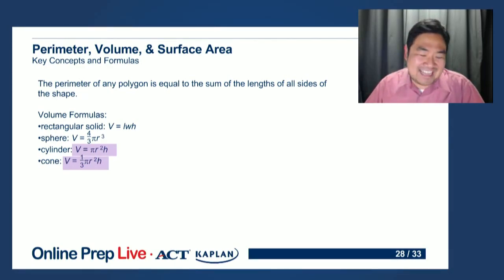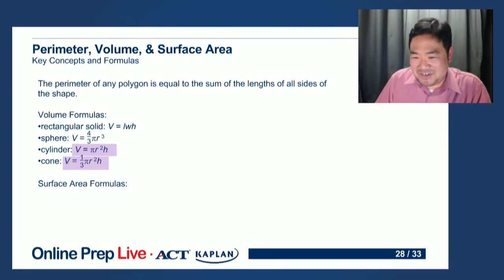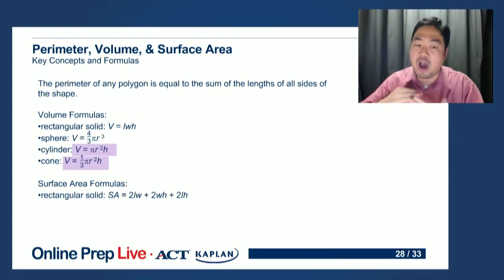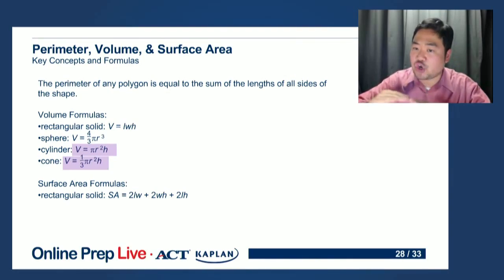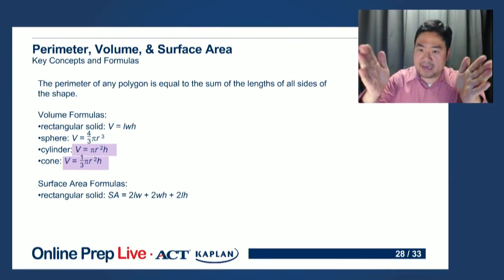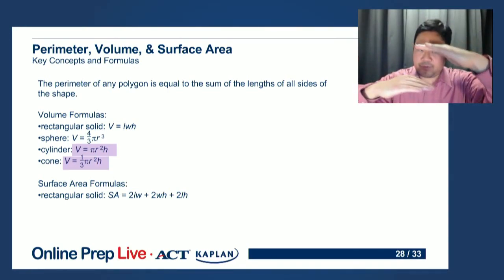And then also other formulas to remember: surface area, the surface area of a rectangular solid. So, for instance, if you picture like a shoebox, that's an example of a rectangular solid. The shoebox has, if you think about it, 6 surfaces, right? You have the front and the back, the left and the right, and the top and the bottom, right?